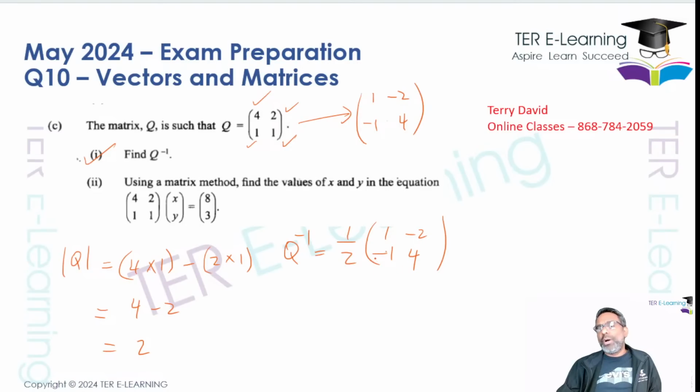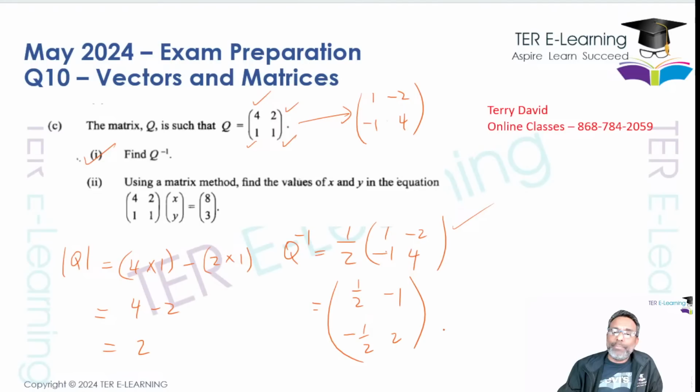Now, for a question like this where they ask for the inverse, you can leave your answer like this if you want. Or what some students do is write it out like this: a half, minus 1, minus a half, 2. You can put any one of these in order to get your mark for the inverse of the matrix. Right, so that's the inverse of my matrix here.